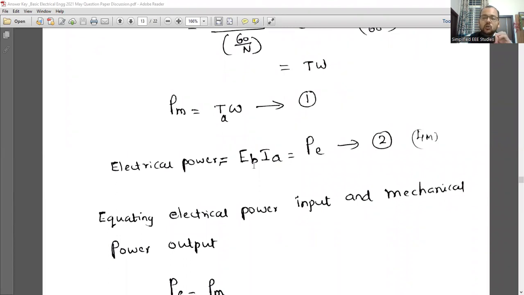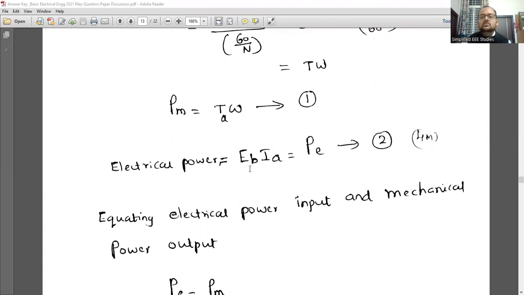Without back EMF, the motor can never be operated. They may ask in another way: write the significance of back EMF. That is another type of question. It acts as a self-regulating machine. Without back EMF, the motor will be stationary only.